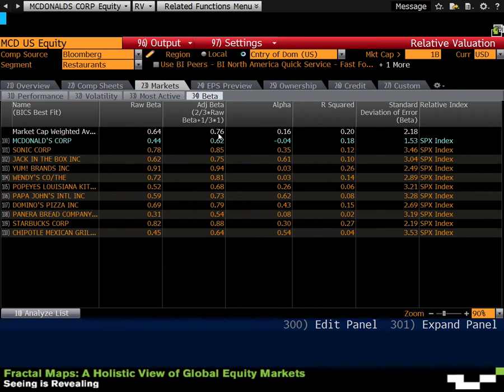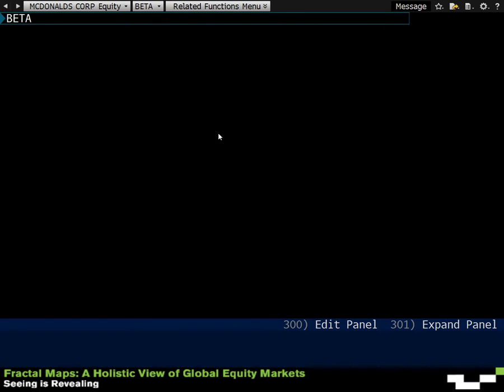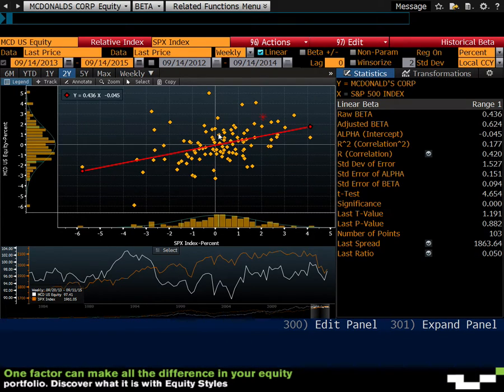And here's why. If I go to the beta for McDonald's, just by typing beta, this is how Bloomberg's calculating it. Here's the percent change on a weekly basis of McDonald's, percent change of the S&P. This is the data point. This is the scatter diagram. This is the best fit trend line. This is the slope of the line, which is the raw beta.